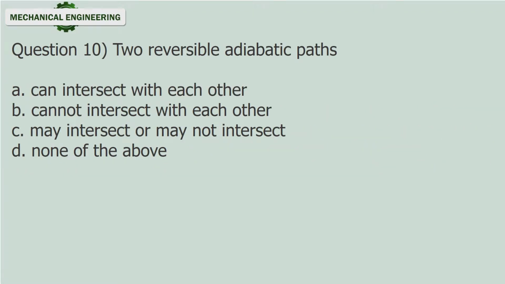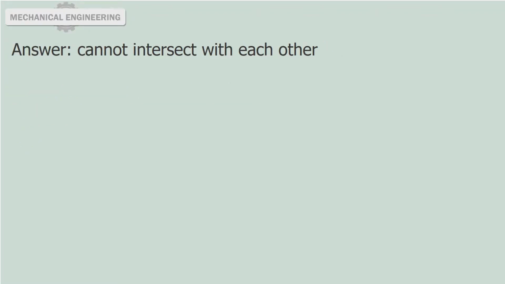Question 10. Two reversible adiabatic paths. A. Can intersect with each other. B. Cannot intersect with each other. C. May intersect or may not intersect. D. None of the above. Answer: cannot intersect with each other.